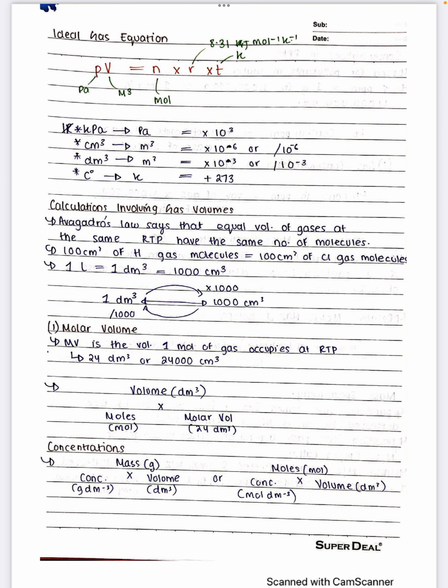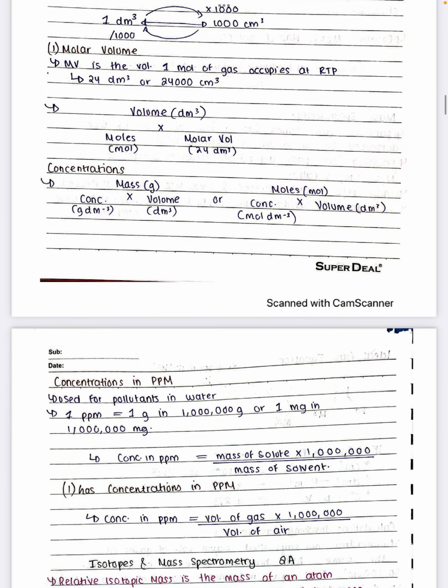kPa to Pa is times 10 to the power of 3, and as you see over here, the other unit conversions. Calculations involving gas volumes. Avogadro's law says that equal volumes of gases at the same RTP have the same number of molecules. 100 cm3 of H2 gas molecules equals 100 cm3 of Cl2 gas molecules. 1 L is 1 dm3, which is equal to 1000 cm3. Molar volume is the volume 1 mole of gas occupies at RTP, which is 24 dm3 or 24000 cm3. Volume in dm3 is moles times molar volume.